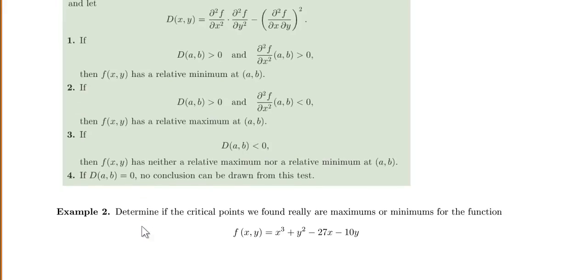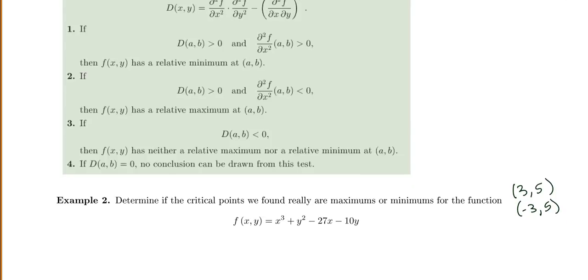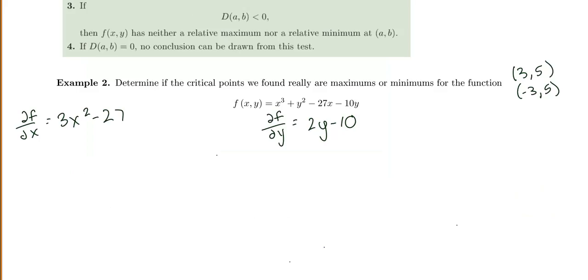So for example 2, we want to see if the critical points we found are really max or mins for this function, where we found the points (3, 5) and (-3, 5) from up above. Now also from up above, I'm going to go through and write down our first partials so we can use them for the rest of this problem. Okay, so in our last example, we found the partial with respect to x, the partial with respect to y. Now let's find our second order partials.